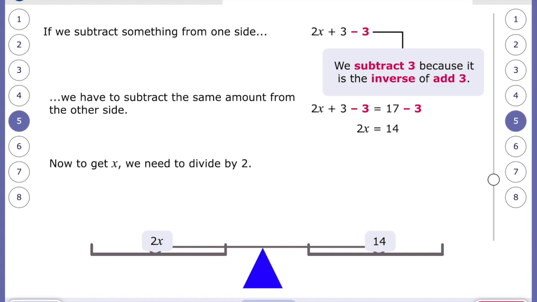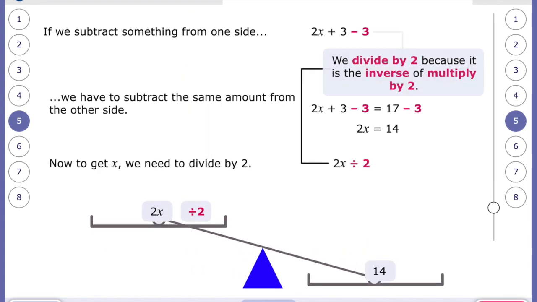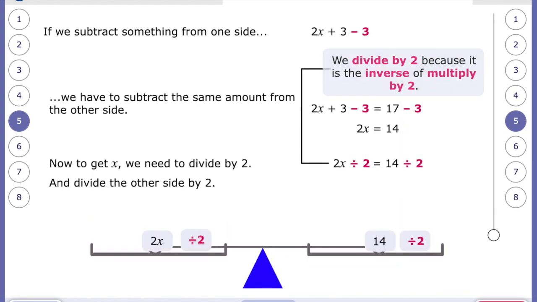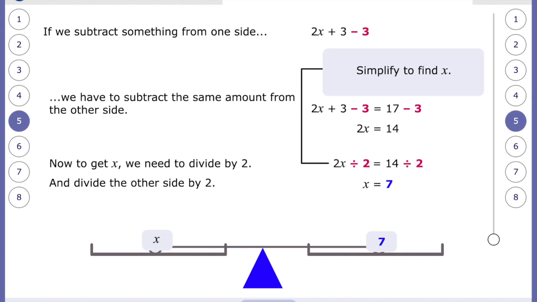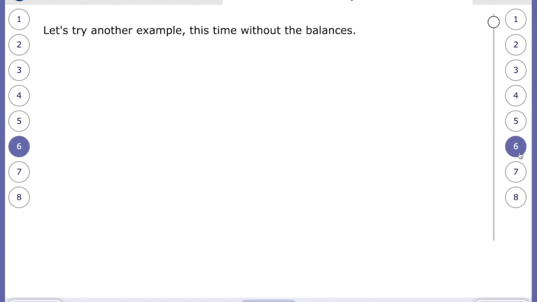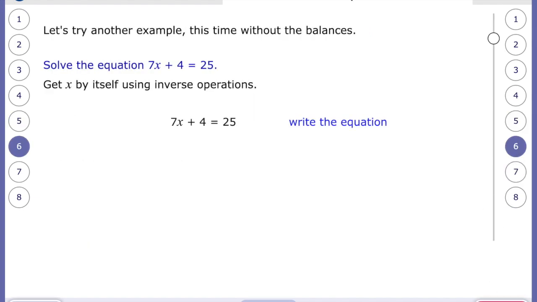So we're going to do the same on both sides again. We're going to divide this side by 2 on the left, and then we're going to divide 14 by 2 on the right. And that leaves us with x as 7. So we can do this again, but this time without the balanced pictures.